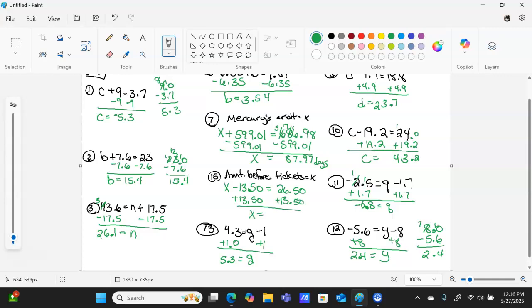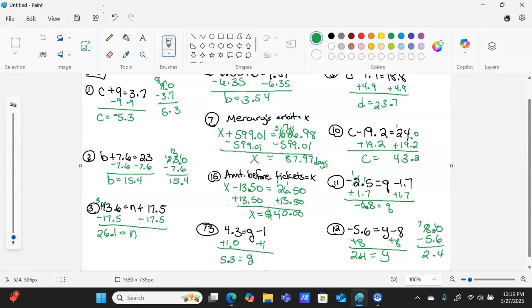And we get X is equal to, let me put that directly underneath it so you can see. 0, 5 and 5 is 10. Carry the 1. 10. Carry the 1. You had $40 to begin with.